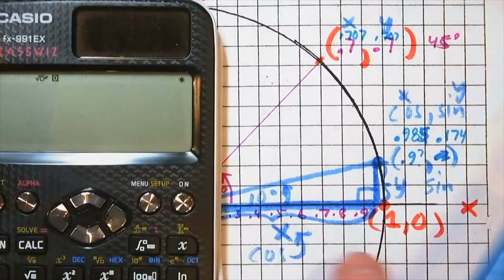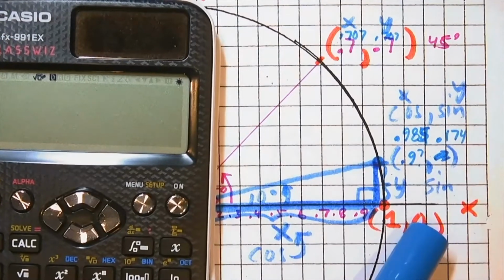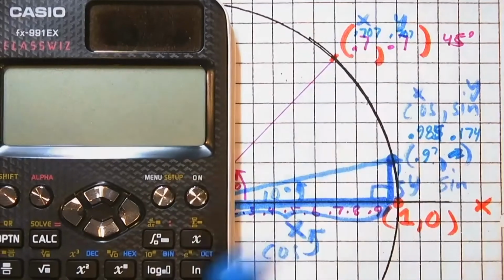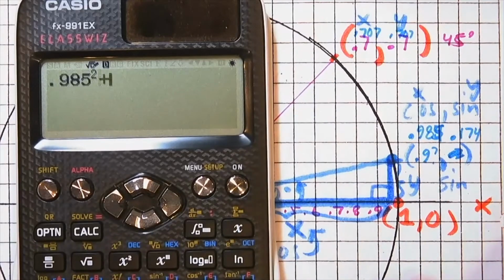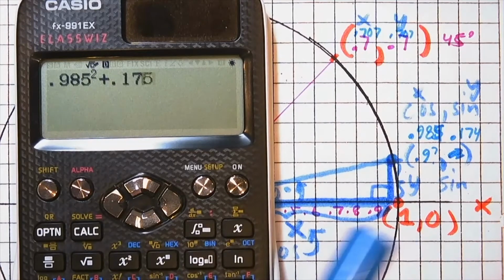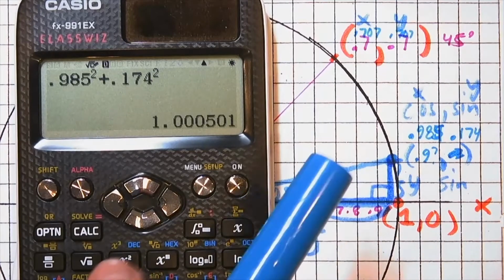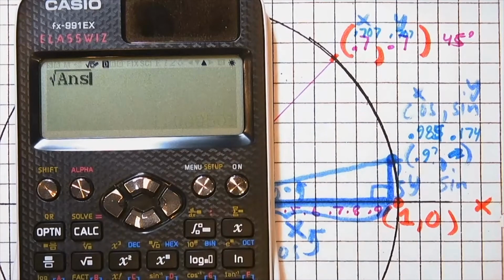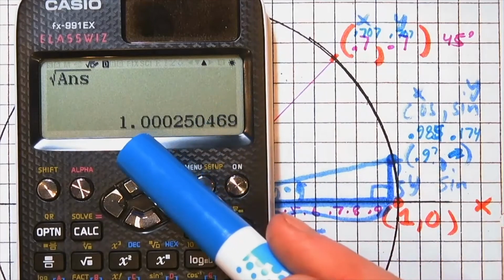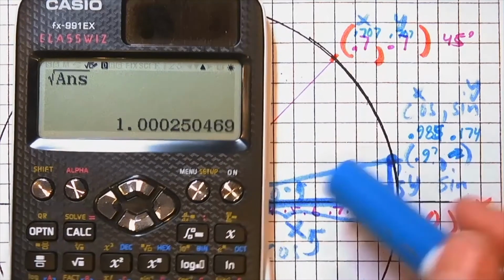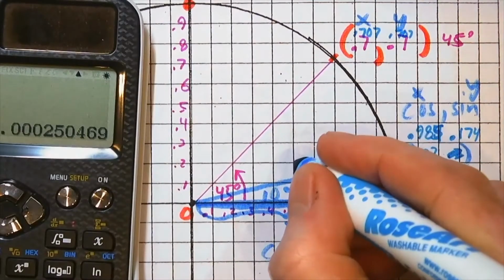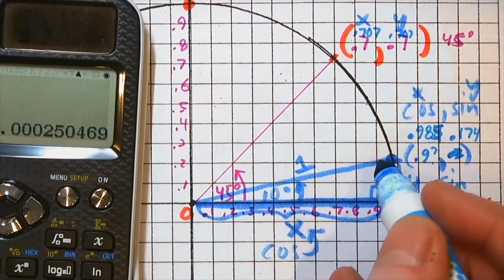what? Pythagorean theorem? Remember a squared, b squared, c squared? If we took this side, 0.985 and squared it and added the y, 0.174, or 74 and squared it, it equals, and then of course I got to take the square root of that answer, 1. Now, why is this not exactly 1? Because we rounded, right? That's the hypotenuse. And the hypotenuse is the radius.